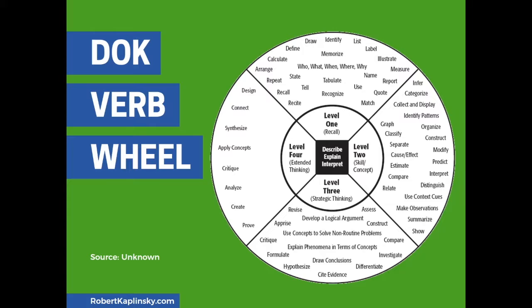If you play around with that chart that I showed you, the DOK matrix, you'll see that it doesn't really match up well with this. I researched the root of this particular verb wheel, and Norm Webb, the man who invented depth of knowledge, basically says, and I'm paraphrasing heavily here, that it's really time consuming to identify a task's DOK level. So it might be easier to start by identifying the verbs. But he never says that this is the ideal or best way. So I get why people are using this, but I don't think it's going to get you the results you're looking for.